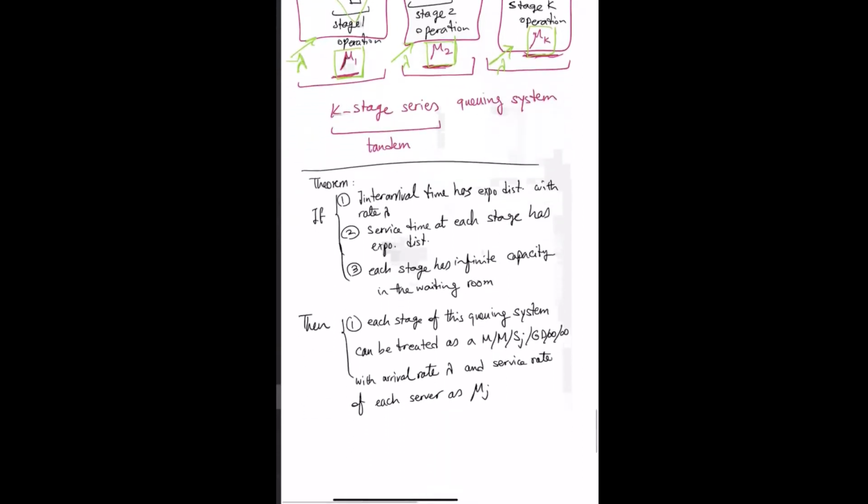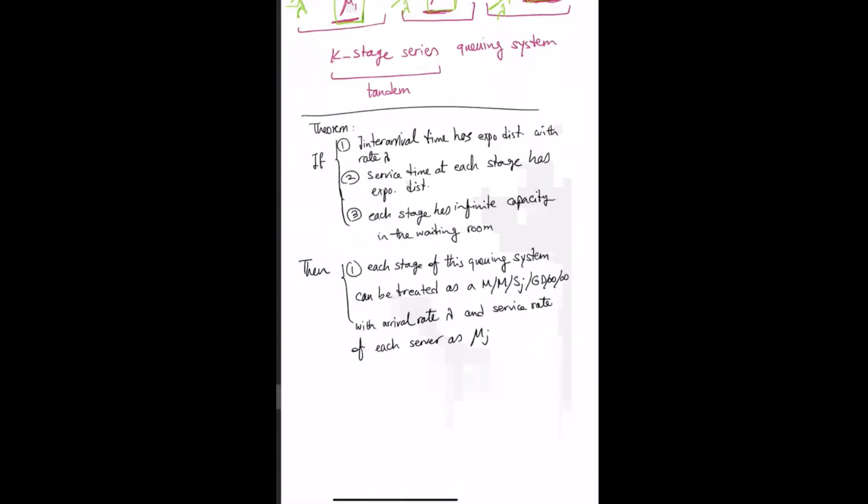So that's basically what it means. Each stage of this queuing system can be treated as an M/M/s. It's j because basically we are talking about stage j. It has j servers. So each one of them can be treated as a separate independent M/M/s system with the arrival rate of lambda, which was the arrival rate to the whole system, and the service rate for each one of the machines or servers in that stage will be mu j, which is the service rate of each one of the machines in stage j.